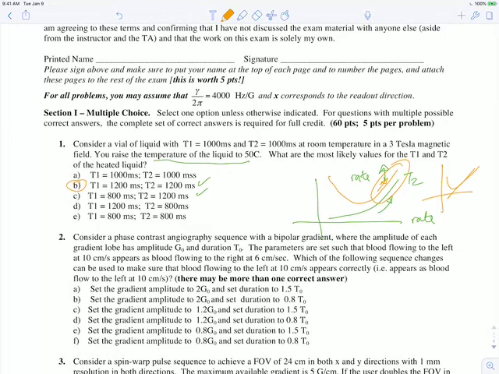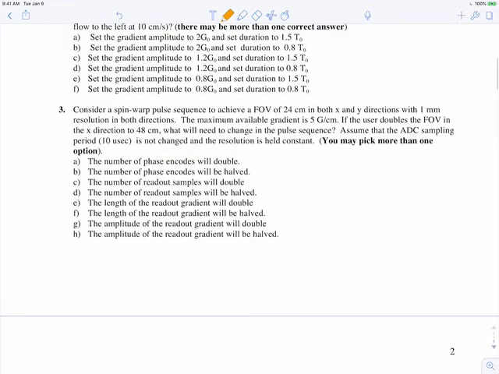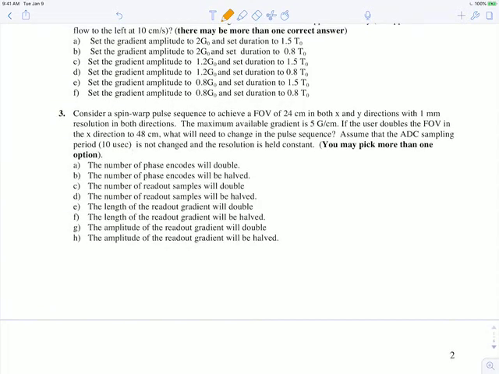Okay, any other questions? Okay. Let's look at number 3. We're going to consider a spin warp pulse sequence to achieve an FOV of 24 centimeters in both the x and y directions. This is very similar to the one we just did, but let's go through it because the more of these you do, by the time you get to the quiz, it's old hat. A lot of this is just getting used to the format of the questions.